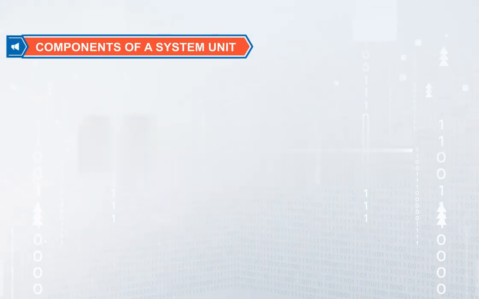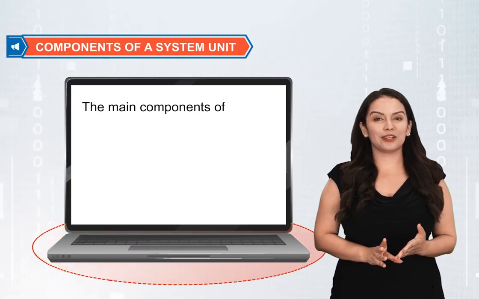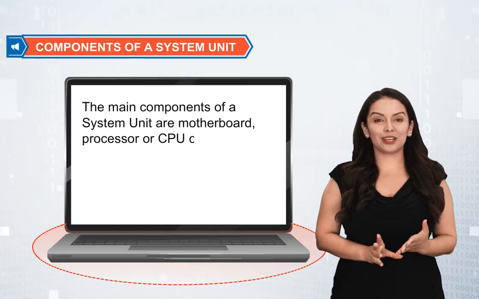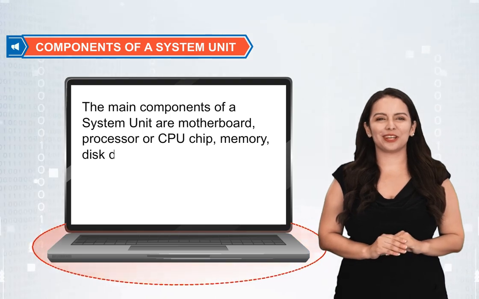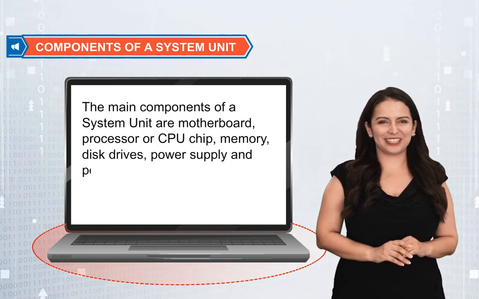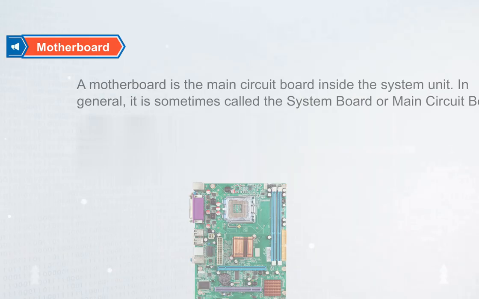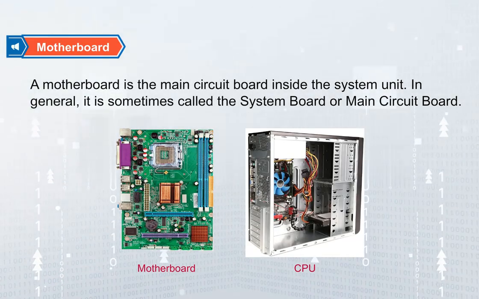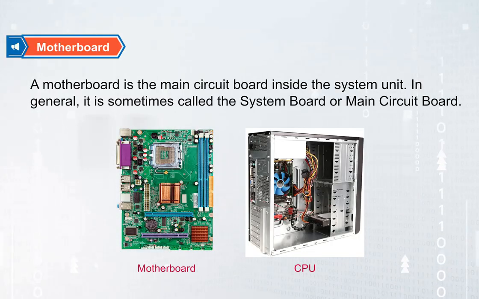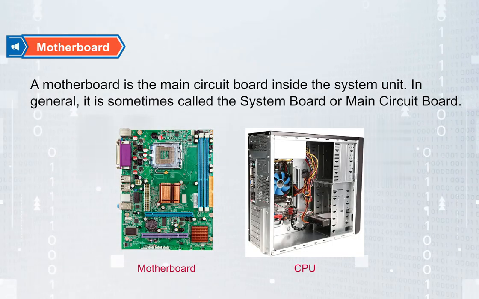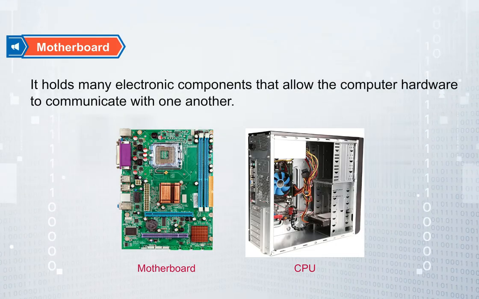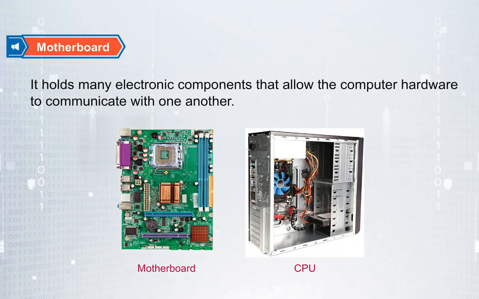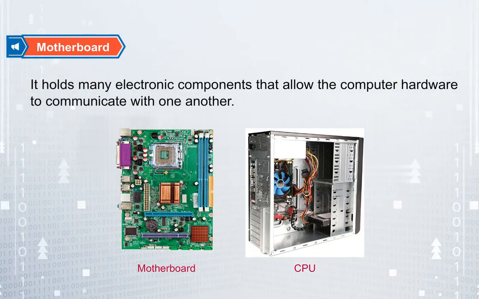Components of a system unit. The main components of a system unit are motherboard, processor or CPU chip, memory, disk drives, power supply and ports. Motherboard. A motherboard is the main circuit board inside the system unit. In general, it is sometimes called the system board or main circuit board. It holds many electronic components that allow the computer hardware to communicate with one another.